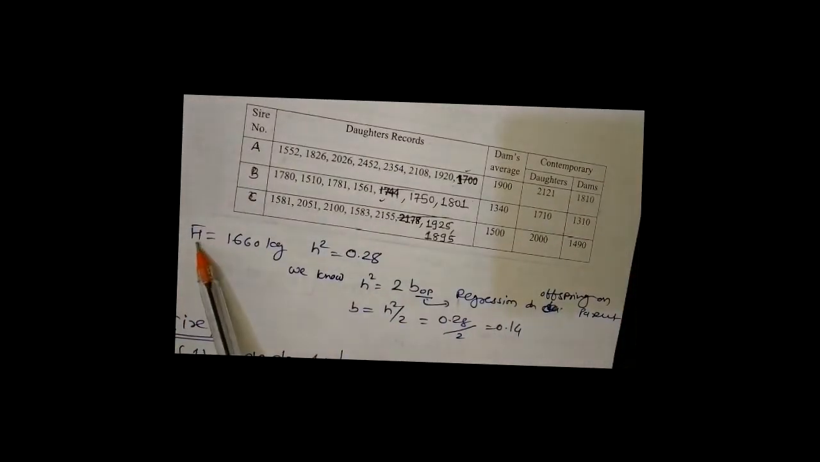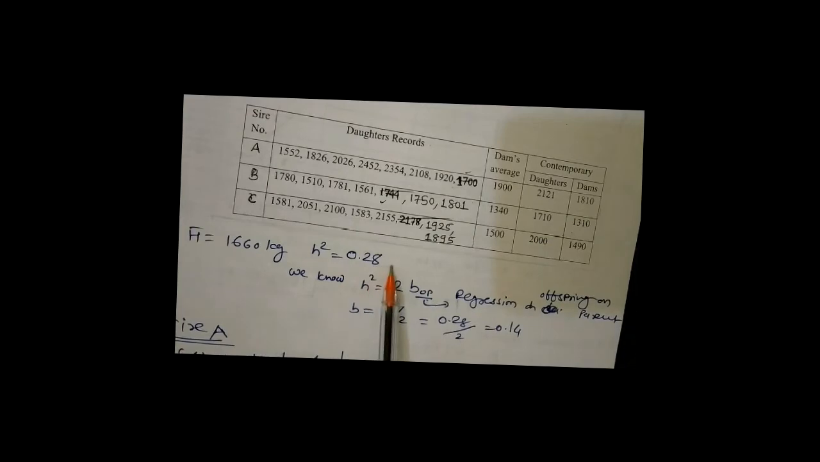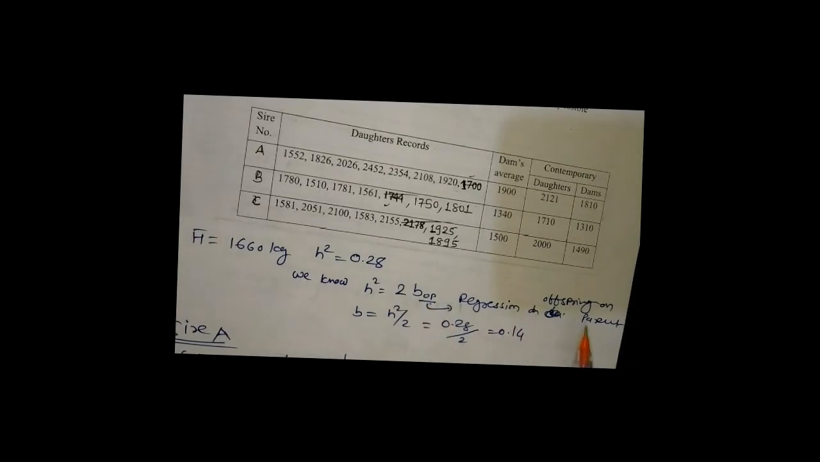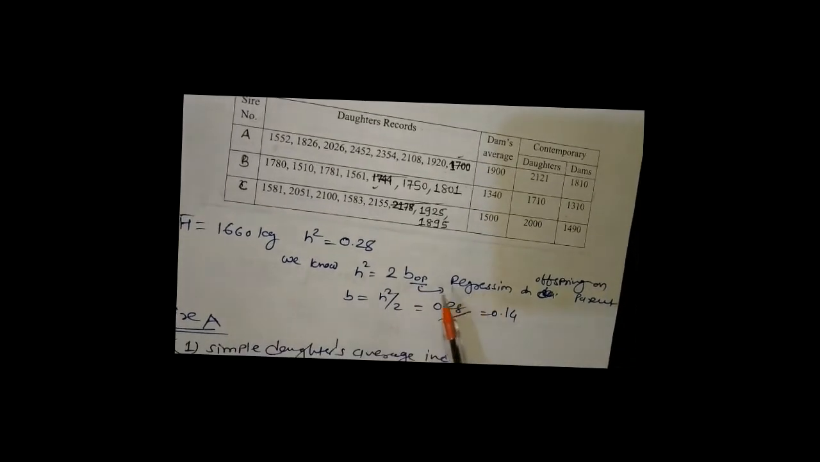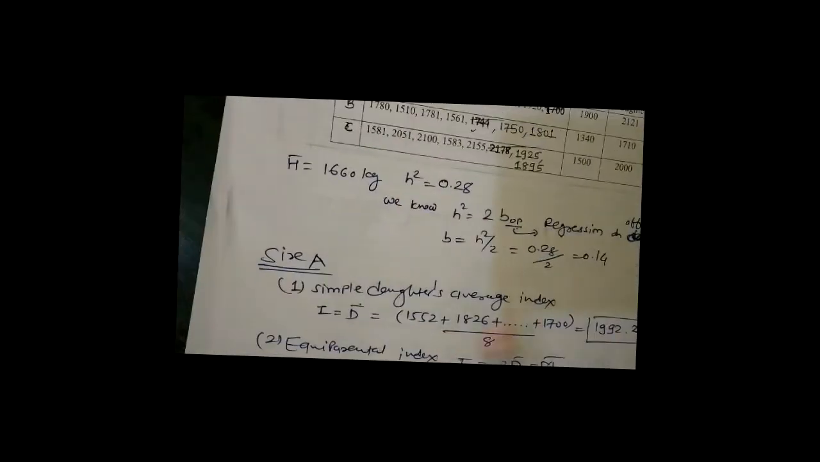So first, H bar, that is the herd average, 1660 kg, and h square is equal to 0.28. As we know, heritability is equal to 2b, where b is the regression of offspring on parent. So b value we can find out, b is equal to heritability divided by 2. So here it is 0.28 divided by 2, so it is 0.14.